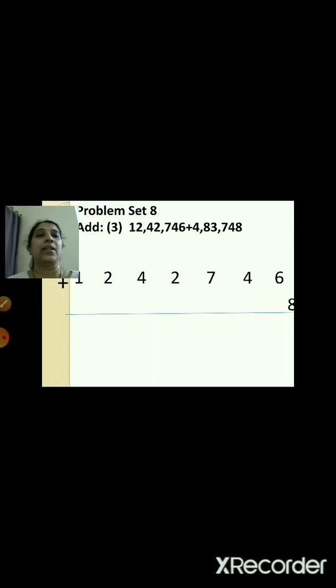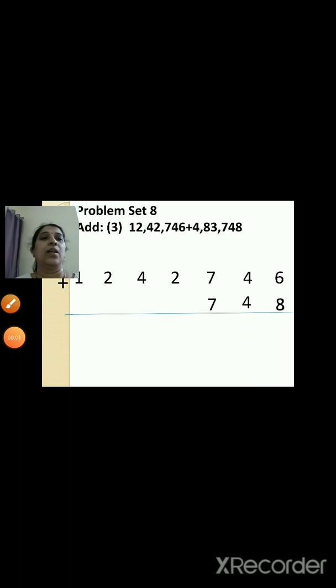8 in the units place, 4 in the tens place, 7 in the hundreds place, 3 in the thousands place, 8 in the 10,000s place, and 4 in the lakhs place. Now let's add them from your right hand side. 6 plus 8 is 14. So 4 will come in the units place and 1 will be carried over in the tens place.